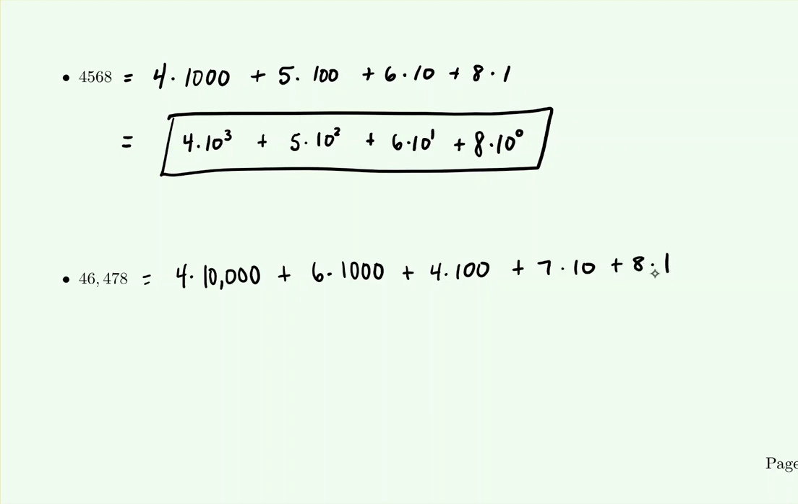And then we know we can rewrite 1, 10, 100, 1,000, 10,000. These are all powers of 10. Specifically, this is 4 times 10 to the 4th plus 6 times 10 cubed plus 4 times 10 squared plus 7 times 10 to the first power. And then we know 1 is just 10 to the 0 power, so this is plus 8 times 10 to the 0 power.